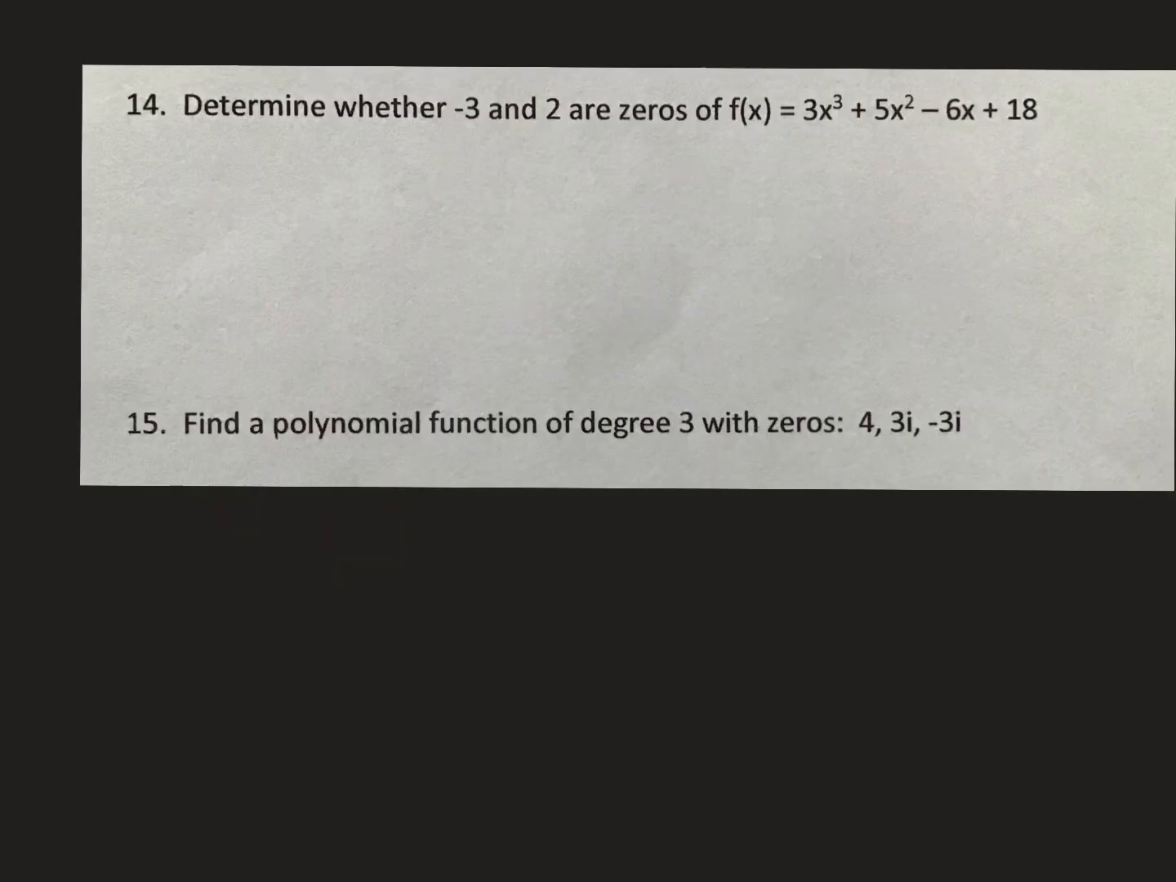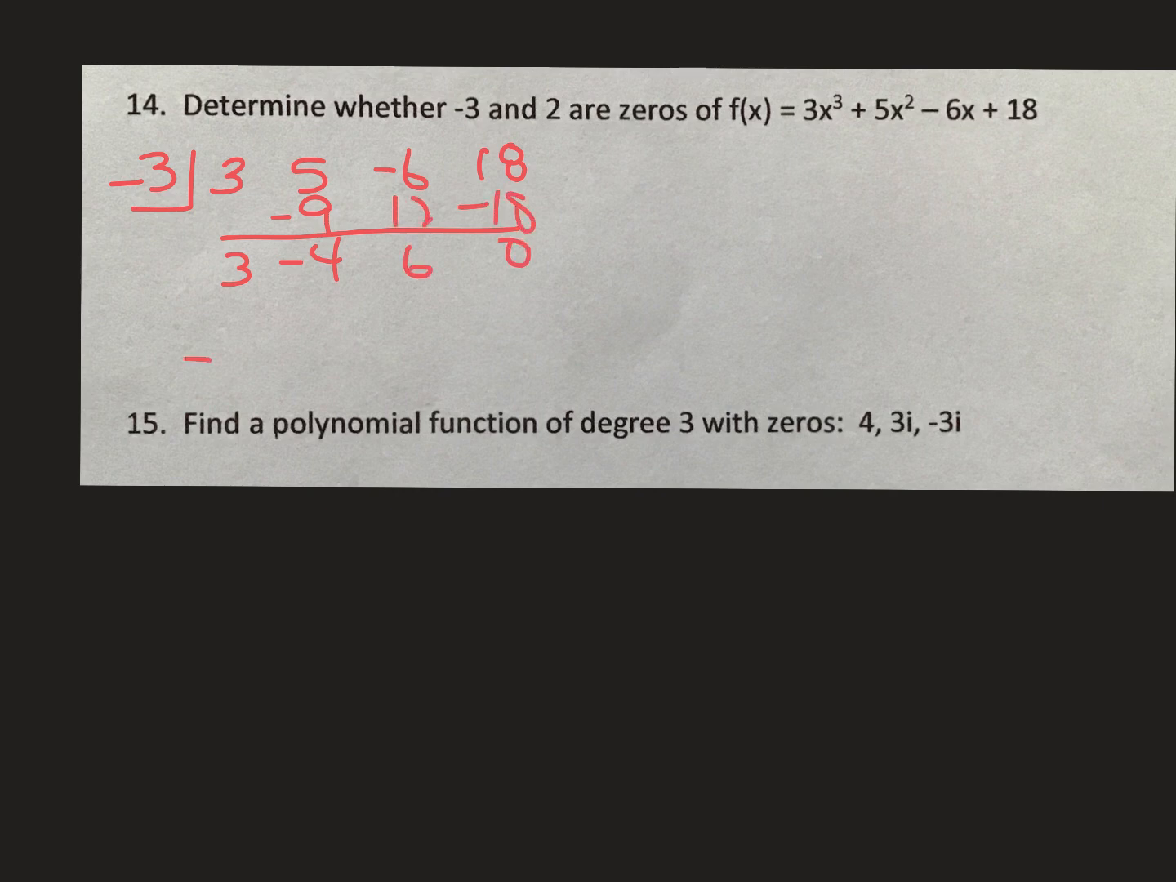All right, last two, 14. 14 says determine whether -3 and also +2 are zeros. All you got to do there is synthetic. I'm going to put -3 in the box. See if I get 0 at the end. If I do, then it's a 0. If I don't, it's not. Bring down the 3. 3 times -3 is -9. Add them up. 3 times 4 is 12. Goes there. 6. So -3 is a yes, for sure.